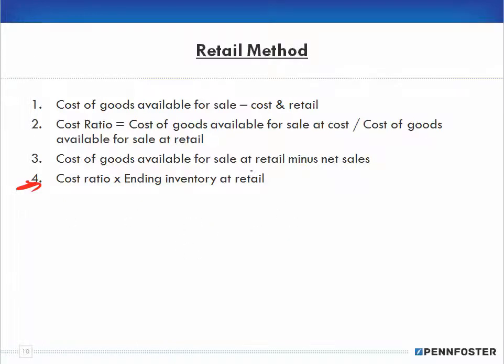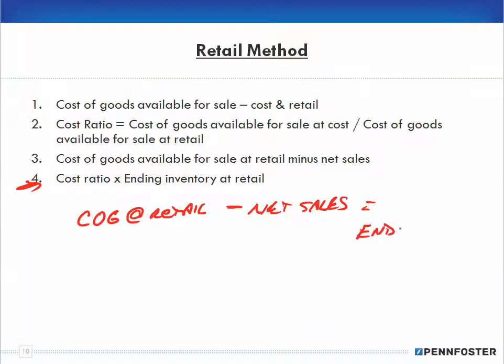But once you have that ratio, you're going to take the cost of goods available for sale at retail, not cost of goods sold, minus your net sales. And that basically gives you an ending inventory at retail.